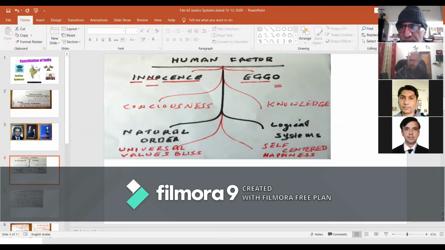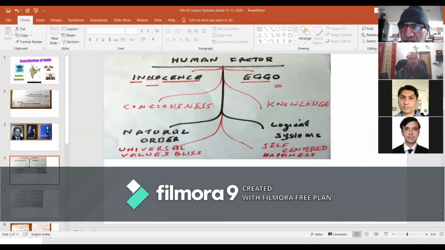So the institutionalized responsibilities to be discharged by the natural person are to be considered to reach the definition of a human factor. To reach that, first of all, let us focus upon the basic features of a natural person. In a natural person, innocence and ego are the two extreme banks of the values.